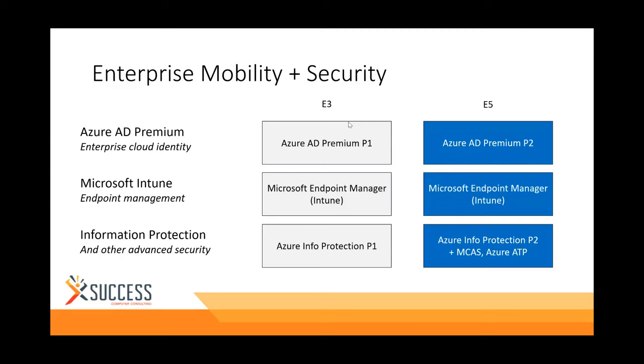Then on the E5 side, it basically includes everything that E3 does. And in addition, it adds Azure Active Directory Premium Plan 2, which gives you some additional capabilities such as privileged identity management. That allows you to elevate someone's rights, but only for a small period of time so that they can do some administrative task. And that has to go through an approval process and so forth. And as well, we have some other features like access reviews, where you can initiate access reviews and have those go to a manager for approval.